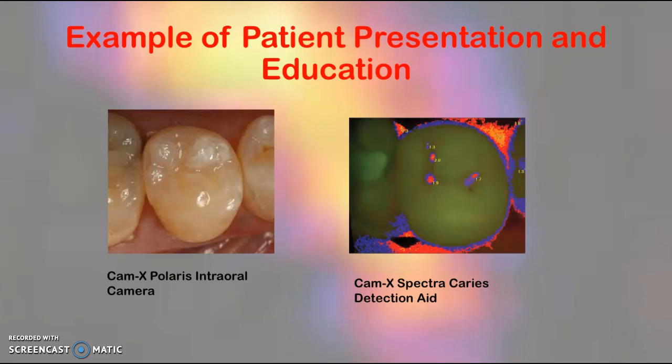These two pictures are of the same premolar. The first picture was taken by an intraoral digital camera showing slight discoloration of enamel. Next to it is a picture by another type of LED device called CameraX Spectra, which shows a red area in the pit and fissure, confirming that the discoloration is really caused by carious lesions.